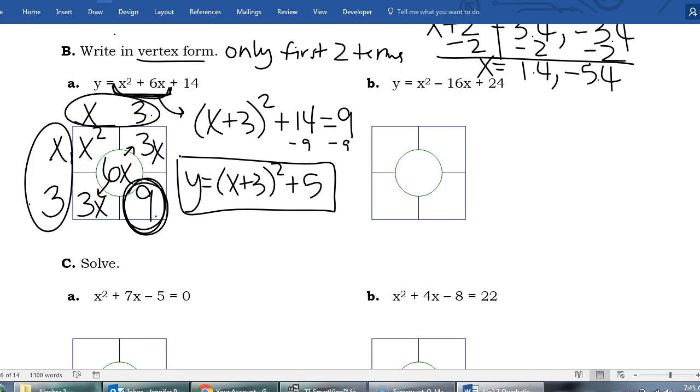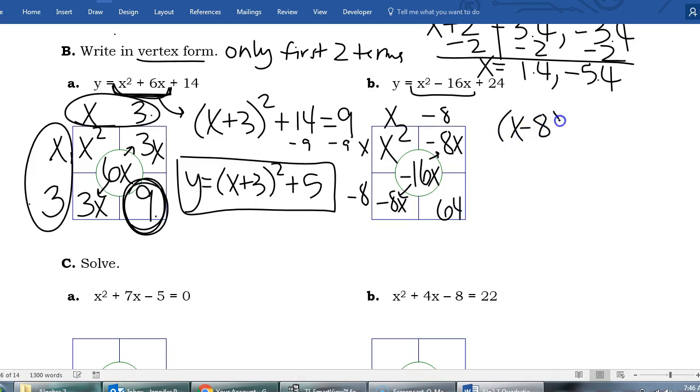Same thing on letter B, so we can try it again. We do x squared minus 16x. I only use my first 2 terms in there. Split that 16 into 2 equal pieces. Gives me a negative 8x and a negative 8x. That's x, negative 8, and a negative 8 times a negative 8 is a positive 64. So I have x minus 8 twice. I only replaced this and also introduced that extra 64. So now the plus 24 is still here.